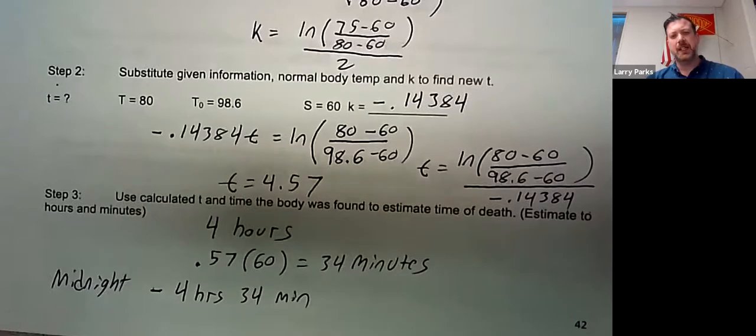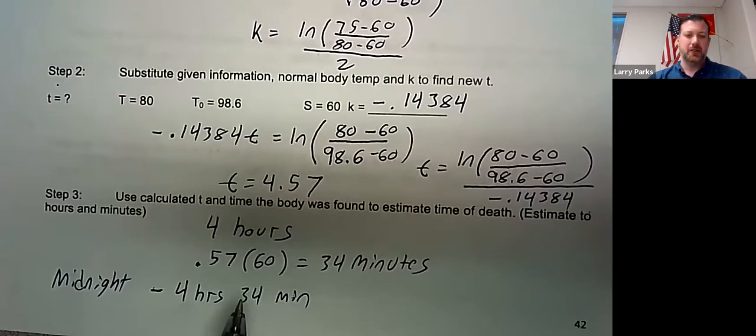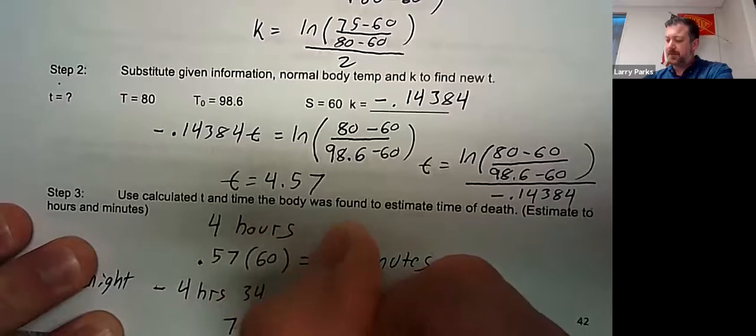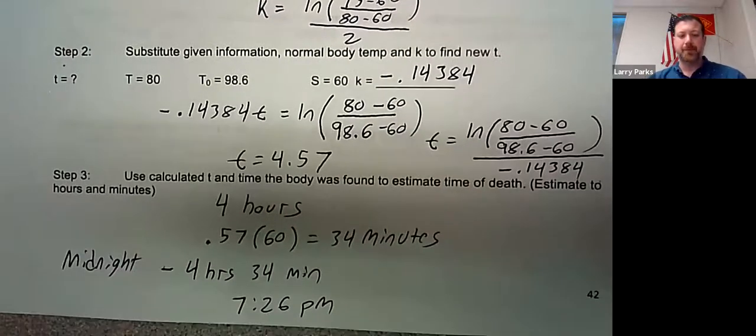So let me think. Midnight, take away 1 hour, 11, take another hour, 10, another hour, 9, another hour, 8. So now it's 8 o'clock. Take away 34 minutes from 8 o'clock. That's 7 hours and 26 minutes. So it'll be 7:26 p.m. Let me make sure. Yes. Okay. So using Newton's law of cooling, I calculate about 7:26.